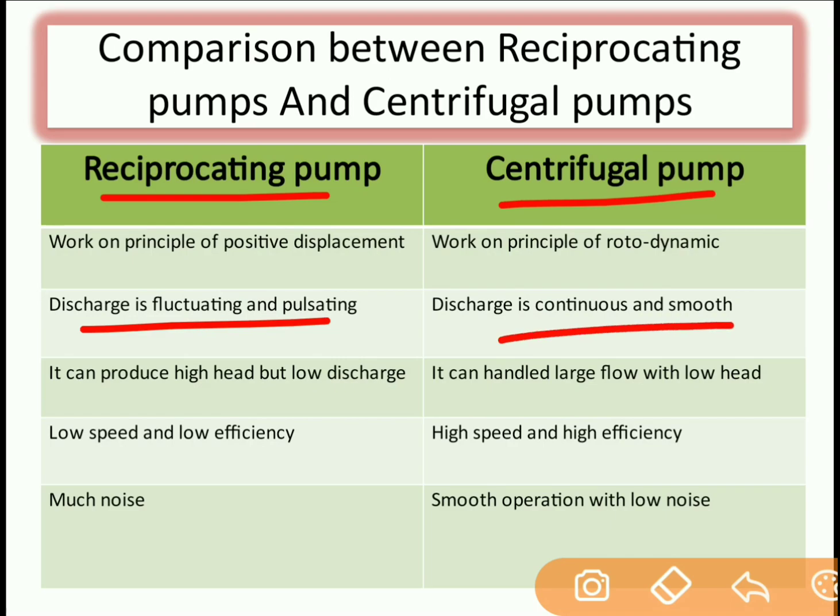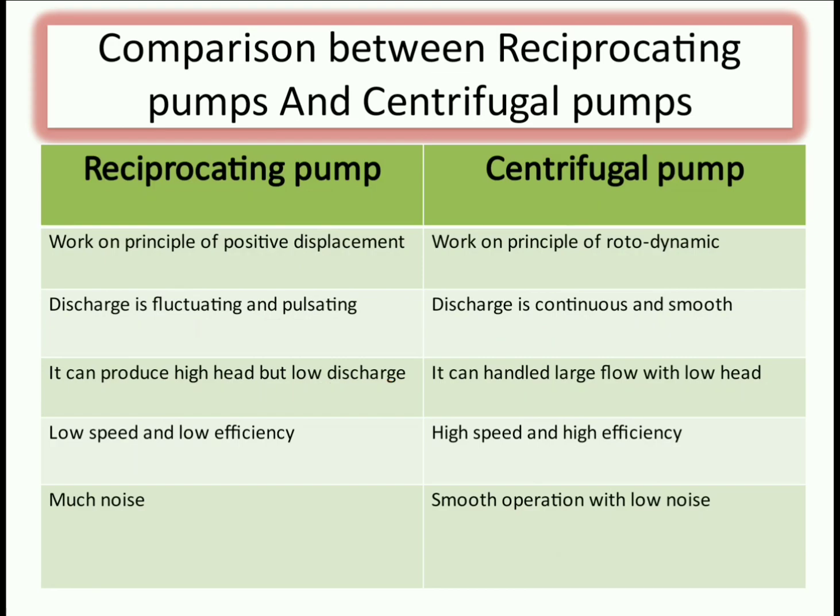Third point, reciprocating pump can produce high head but low discharge, whereas centrifugal pump can handle a large flow of liquid with low head. Head means the height difference between the sump and the delivery pipe. So in the reciprocating pump, a large height difference is possible between the sump and the delivery pipe with low discharge, whereas in the centrifugal pump, it is possible to handle a large amount of liquid with low head.